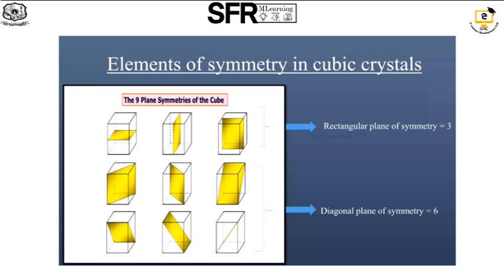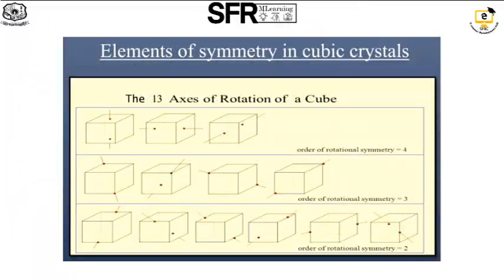One is the rectangular plane of symmetry. In the cubic system, 3 rectangular planes of symmetry are observed, and 6 diagonal planes of symmetry are observed in cubic crystals. So, these are the elements of symmetry in the cubic system. There are 13 axes of symmetry in the cubic system, which is shown in the presentation.